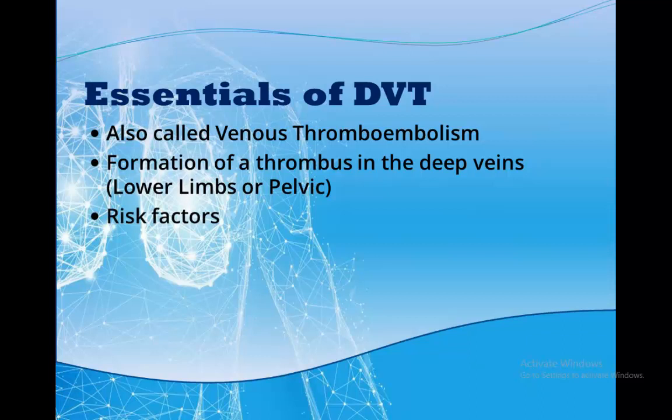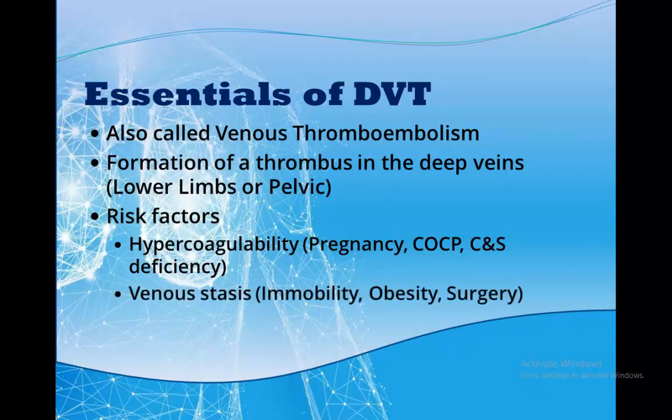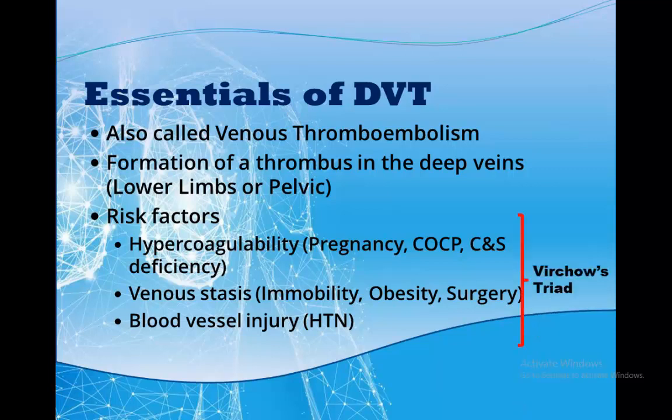Its risk factors can be divided into three categories: hypercoagulability, like in pregnancy, the use of combined oral contraceptives, protein C and S deficiency; venous stasis, like being immobile for 3 days, obesity and surgery; and blood vessel injury, like in hypertension. Together, we call it the Virchow's triad.